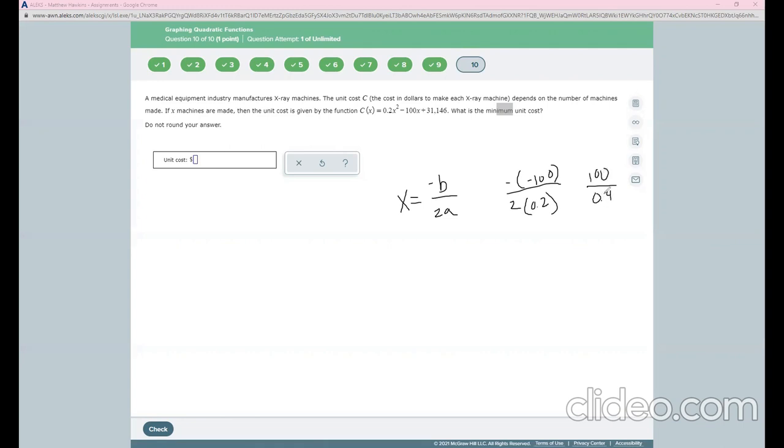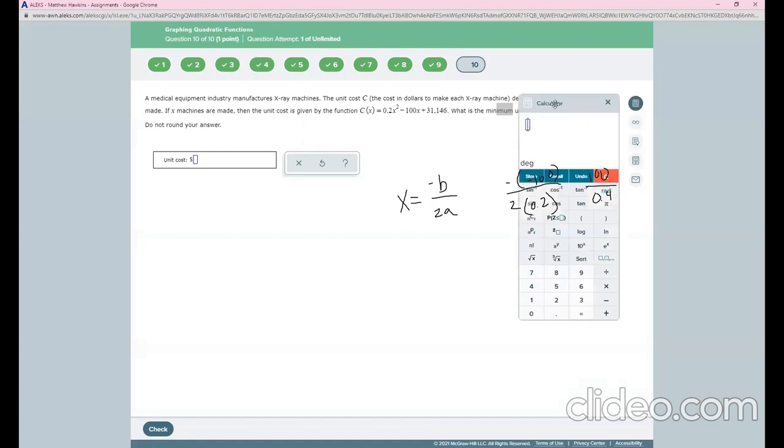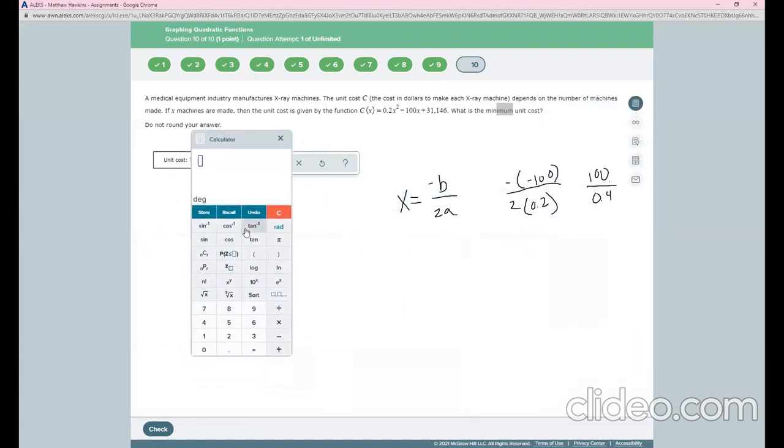So +100 divided by 0.4, we could move the decimals over, but don't forget you always have this calculator here. If you're lost, we're going to wind up using this calculator. So let me just show you how to use this right now. But we could move the decimals forward like this. So the decimal for 100 is right here. You would move it over by 1 and move this one over by 1. So you get 1,000 divided by 4, which gives you 250. So the X coordinate of our vertex is 250. So this represents 250 machines.